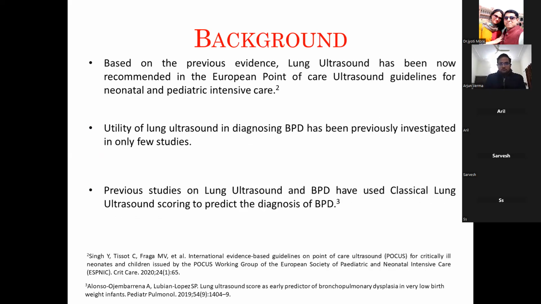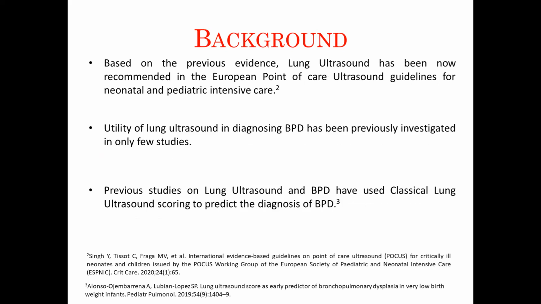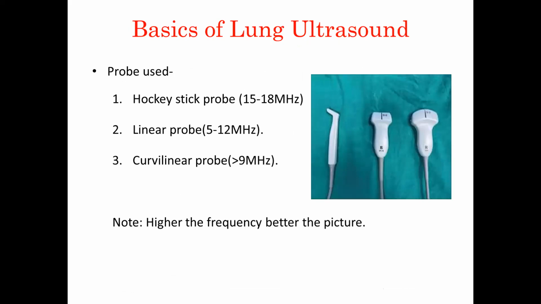Based on the previous evidence, lung ultrasound has now been recommended in the European point of care ultrasound guidelines also in NICU and PICUs. The previous studies on lung ultrasound in BPD have used classical lung ultrasound scoring to predict the diagnosis of BPD. For lung ultrasound, we use probes like a hockey stick probe, linear probe, curvilinear probe, in which the hockey stick probe will be better than linear and then curvilinear. So the higher the frequency of the probe, the better the picture quality.